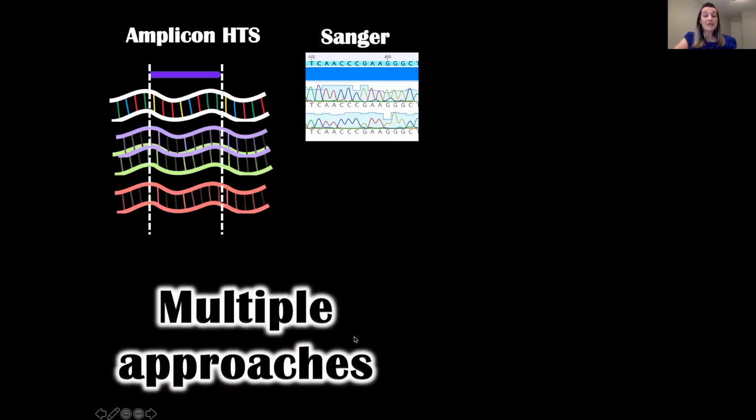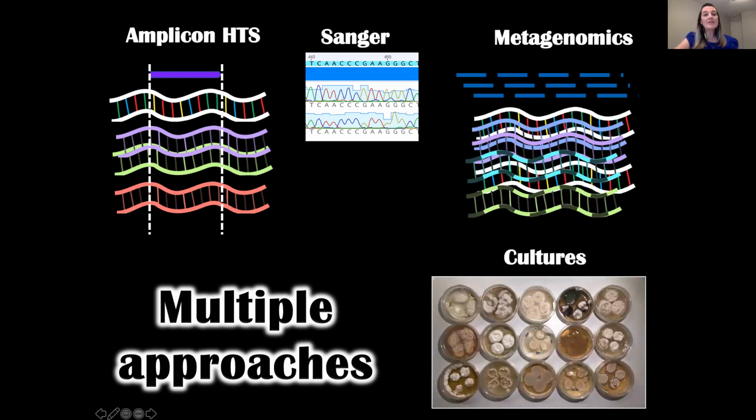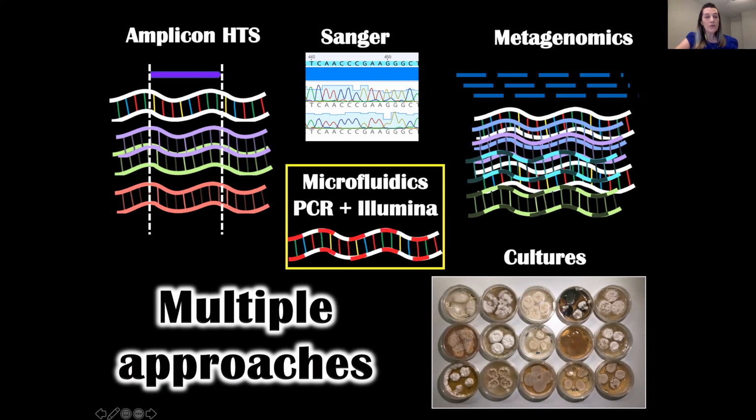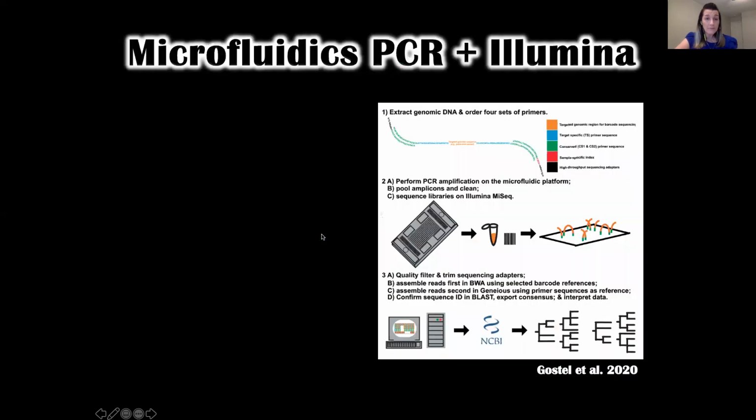We usually sequence everything for amplicon, either with high throughput sequencing or with Sanger. So basically everything that we can, we get ITS for the mycobiont and 16S for the photobiont. And then also for selected specimens, we do metagenomics and culturing. But today I'm going to focus on this more or less new technique in lichens called microfluidics PCR.